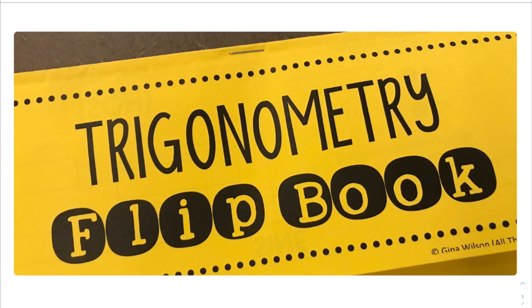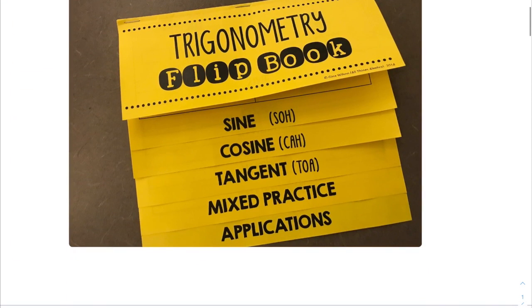So we made this trigonometry flip book. Again, it's okay if you don't have that at home. Everything is going to be right here for you. So we made our trig book that had sine, cosine, and tangent. We had some mixed practice of having to understand under what circumstances we used which trig ratio. And then we had some applications with angle of depression and angle of elevation. So we'll go over those again.